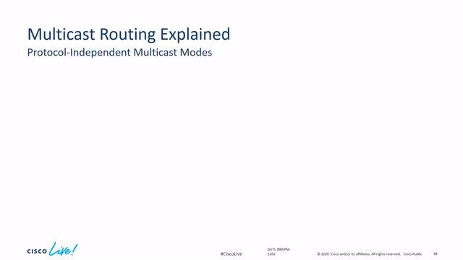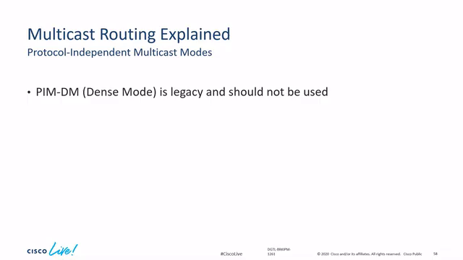Now there's three modes of PIM. So PIM dense mode is kind of a legacy mode. We really shouldn't be using it. If we say that multicast is kind of like a river, then PIM dense mode is the idea that we're going to flood the banks every, I think it's 3 minutes. All multicast traffic will be flooded everywhere, and then it would be up to the last hop routers, or just any router that didn't want to receive that multicast traffic. They'd have to throw up dams, basically.